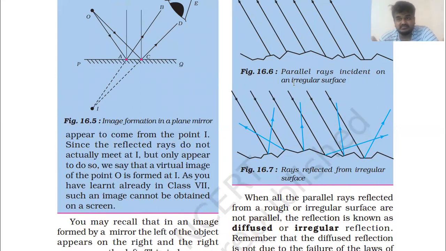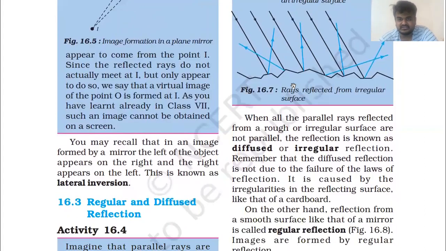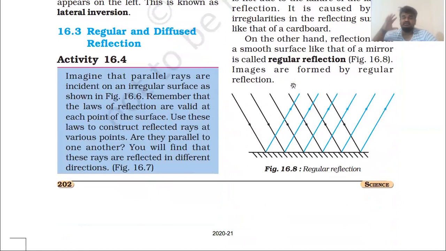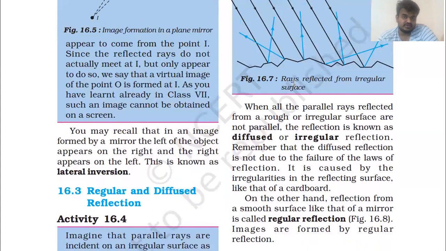Now what is the reason? We cannot say that for the irregular surface the law of reflection is not working. Simply, at each instant these surfaces are not parallel, or not the same, or not flat. That's why for irregular surfaces these rays are not parallel when they are reflected. You will find that these rays are reflected in different directions. Simply, they are not parallel. This can be seen in figure 16.7.